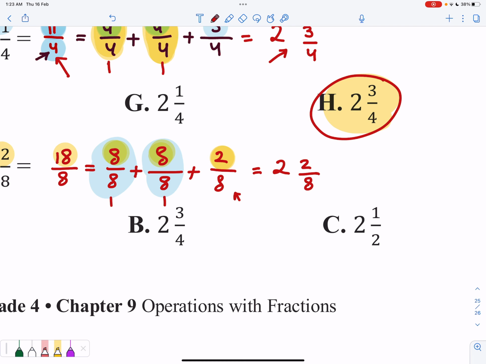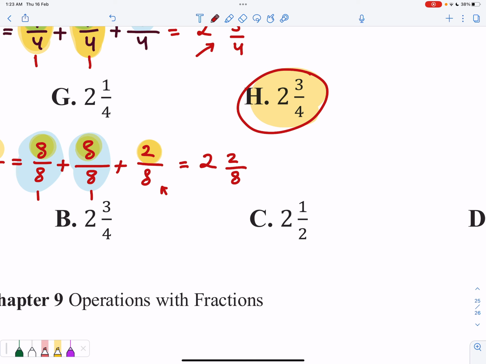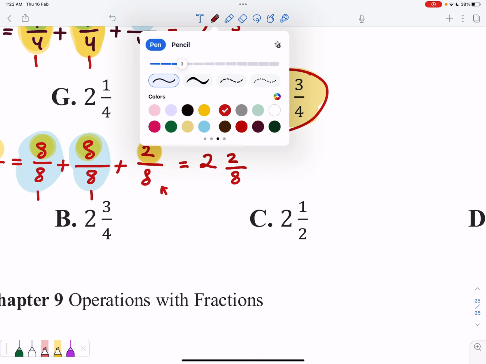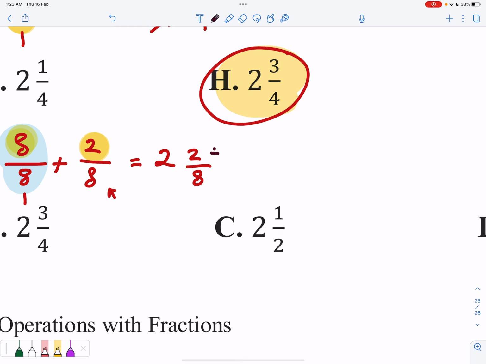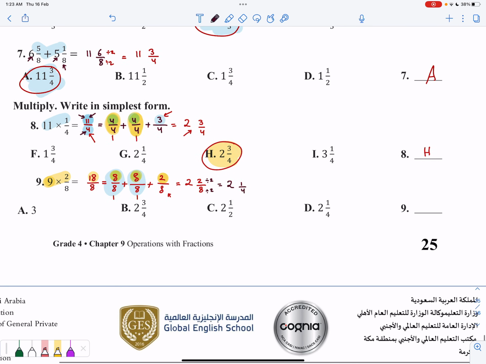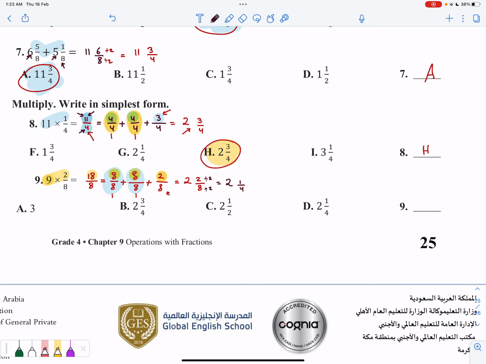Now of course your fraction is composed of two even numbers, so you can simplify that by dividing over 2 up and down. So the whole number we will keep the same. 2 divided by 2 is 1 and 8 divided by 2 is 4. So the correct answer for that is 2 and 1 over 4, which is answer D.